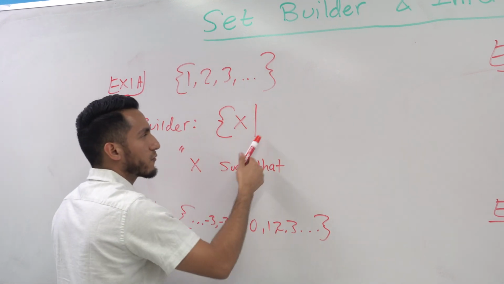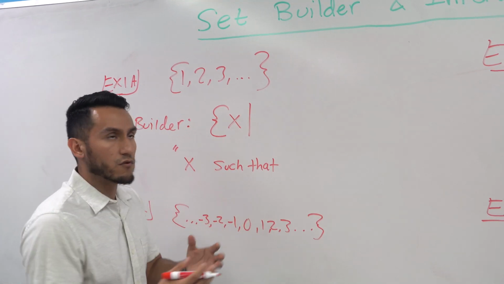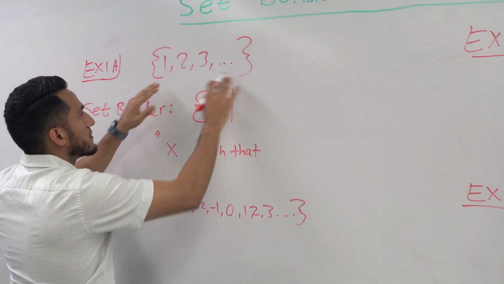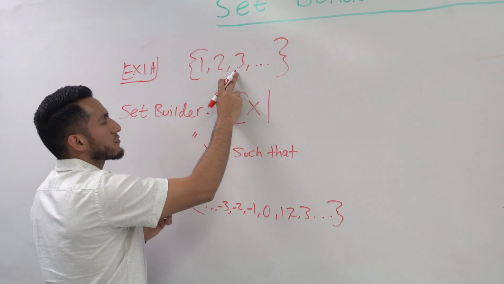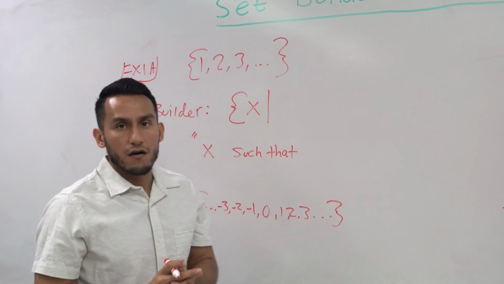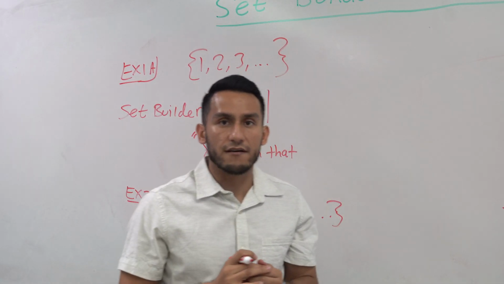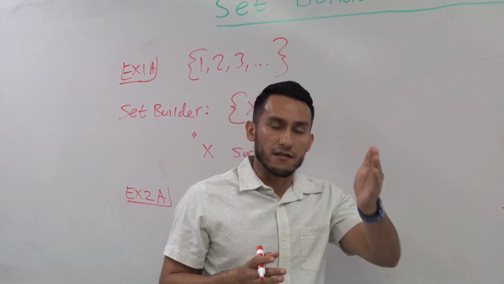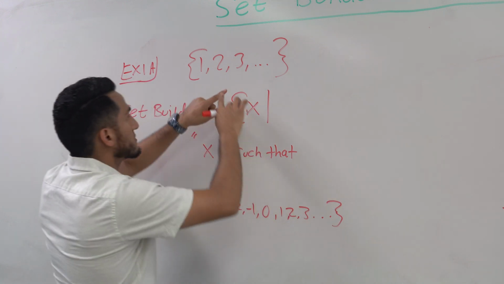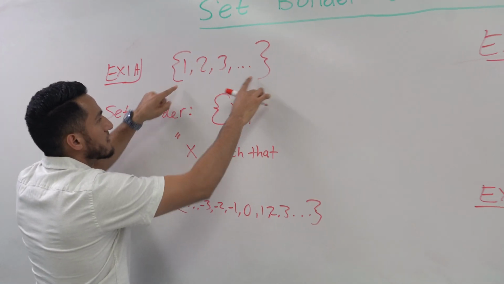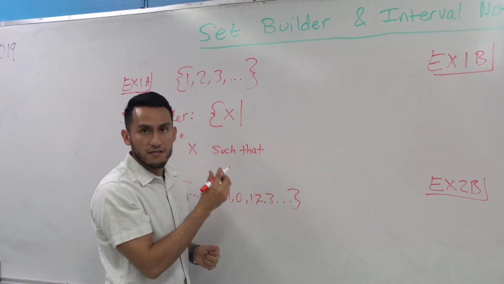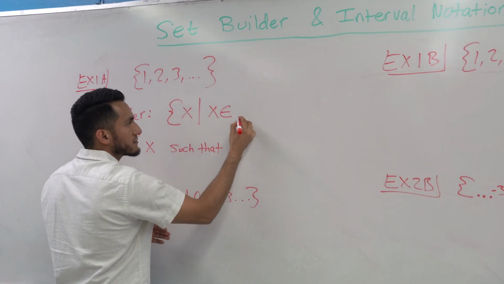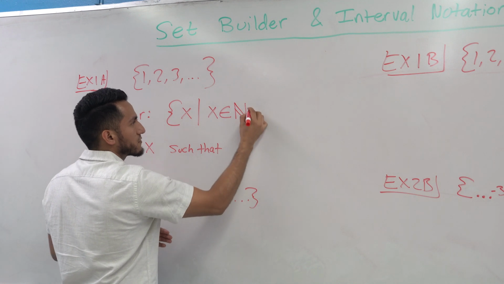And now after the bar, we got to describe the rule. We have to describe a rule that's going to mention what elements are in this set. So looking at this set, it goes 1, 2, 3 with 3 dots. If we look back at our notes, we have the set of the natural numbers, which starts with 1, 2, 3, and then there's 3 dots after that. The set of natural numbers is right here. So we don't even have to create a rule in this example. We can just go ahead and start by describing that x is an element of the set of natural numbers.